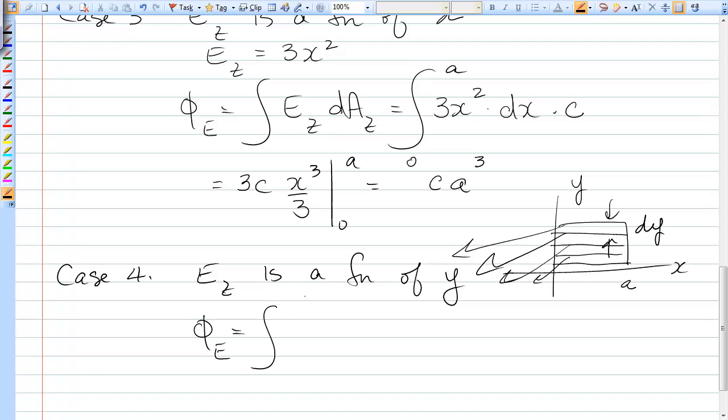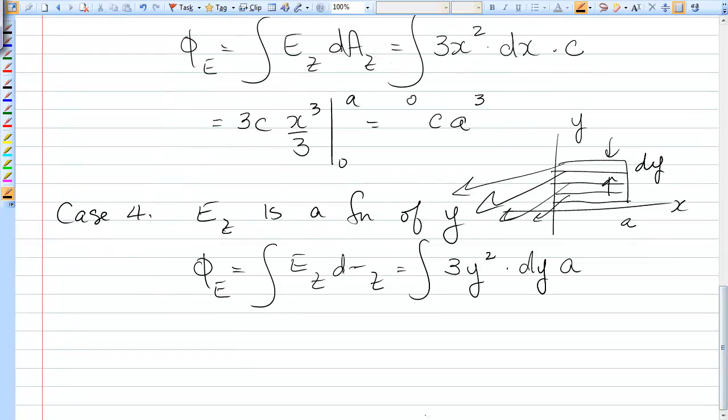So now my integral becomes Ez. Oh, let's pick something. I'll just pick something, 3y squared, and then dAz would be dy times the width a. And y now runs from 0 to b.